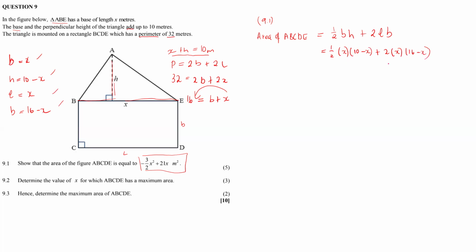Now we have substituted every parameter in terms of x because they wanted us to calculate the area of ABCDE in terms of x. Now let's work it out algebraically. So what we're going to do is multiply everything. So 1 over 2 multiplied by x multiplied by 10, we're going to have 5x. 1 over 2 multiplied by x multiplied by negative x, we will get negative 1 over 2 x squared.